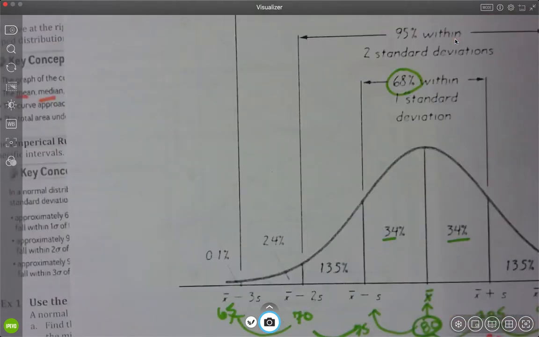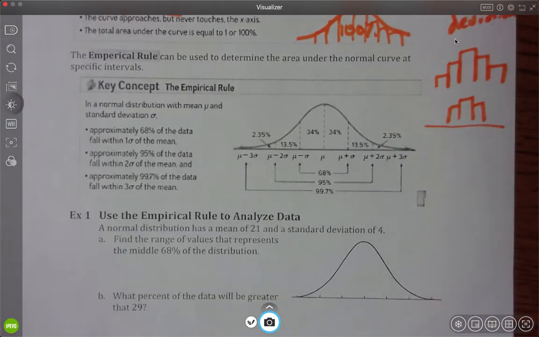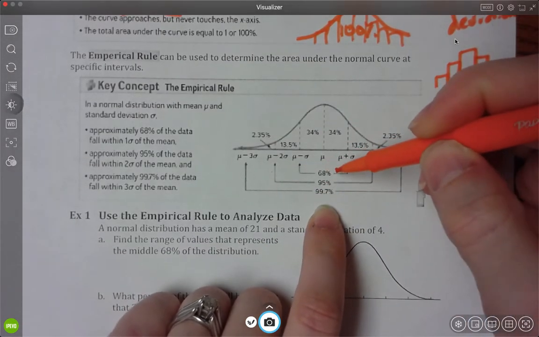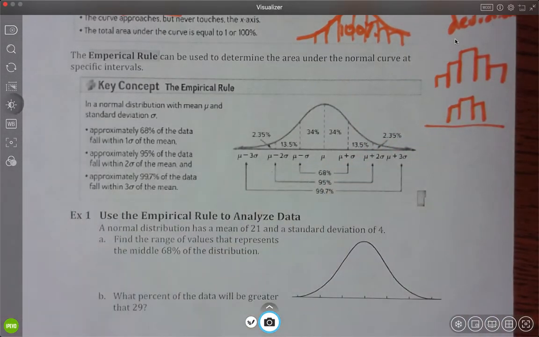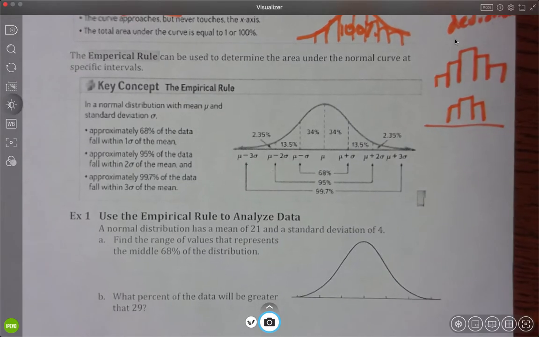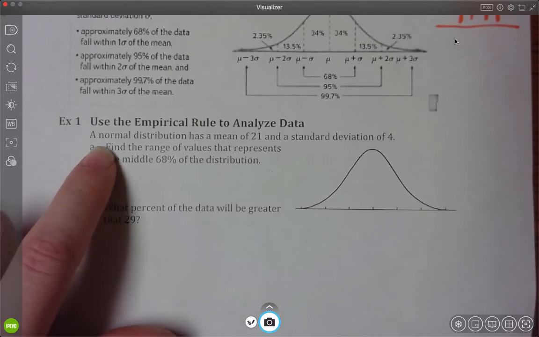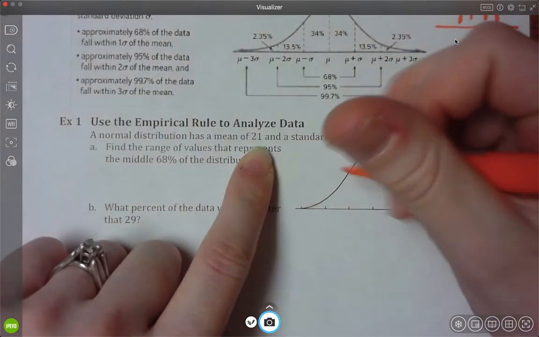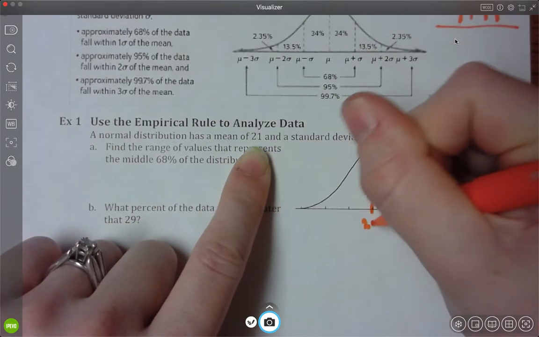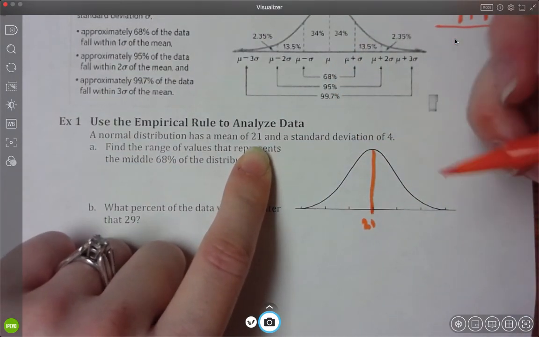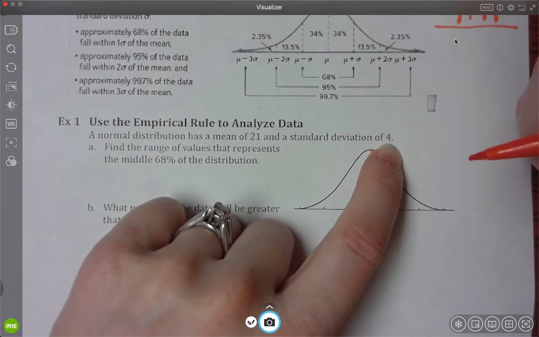All right, so let's go and look at one of these examples here. So in example 1, this bell curve is just the same as what the other one was. I just have it written a little bit bigger than that other one, okay? So part A, it says a normal distribution has a mean of 21. When that happens, I always put 21 here in the middle, and I draw a line there that says that that's 21. Standard deviation is going to be 4, okay?